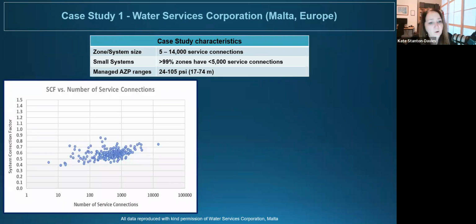What I'm going to show you now are two scatter graphs. The first one that you can see on the left-hand side plots the value of the system correction factor on the y-axis against the number of service connections on a log scale on the x-axis. And so this shows the values of the system correction factor for all the calculations.